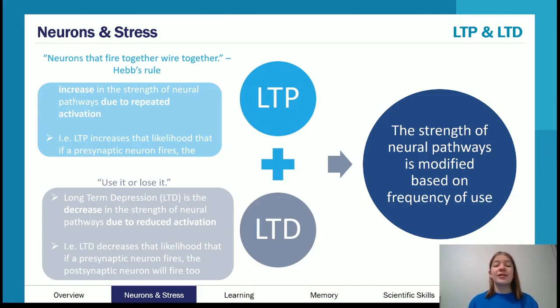Then we have LTD, which is like use it or lose it. Long-term depression is where we have a decrease in the strength of our neural pathways because it's not being activated very frequently. So if we have our presynaptic neuron firing, the postsynaptic neuron isn't quite as receptive to that. It's less likely to fire. When we combine these together, what it means is that the strength of our neural pathways is modified based on frequency of use. So the neural pathways you're used to using become easier and easier to trigger again and again. The things that you're using less are going to be weakened, and so they're not going to be as sensitive to firing.